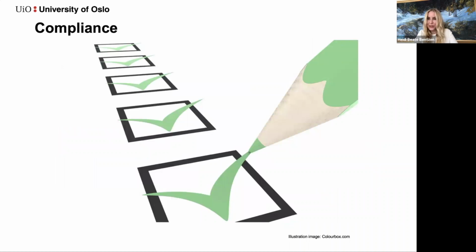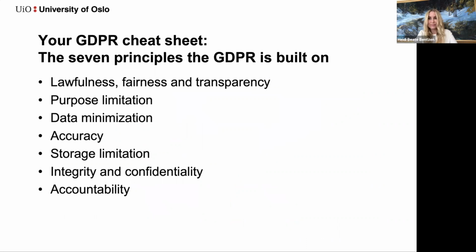Now, how do you ensure that the data processing is compliant? Well, let me help you. I'm going to run you through a GDPR cheat sheet. So I will teach you about the 7 principles the GDPR is built on. All the other rules you see in the GDPR will somehow just be specifications of these 7 principles.